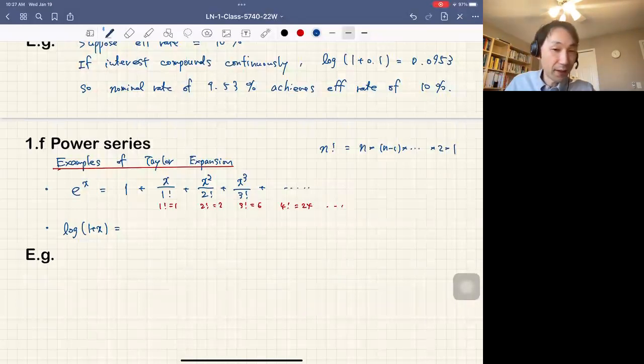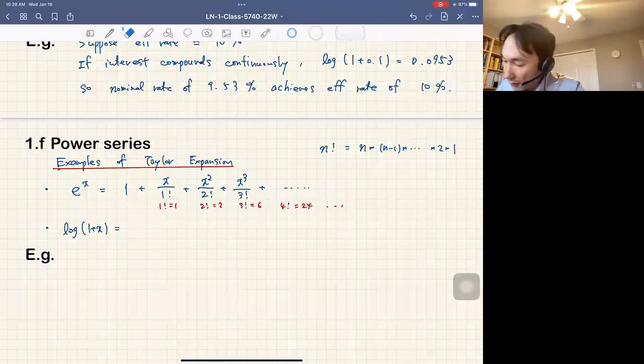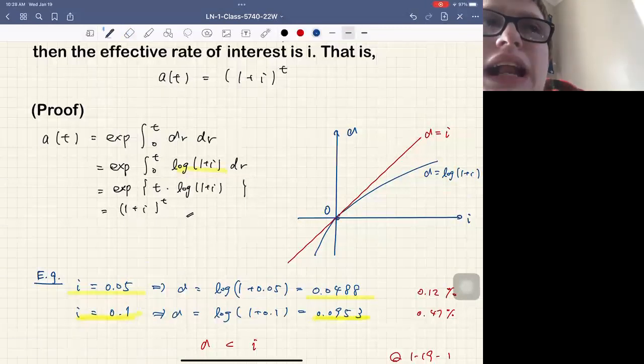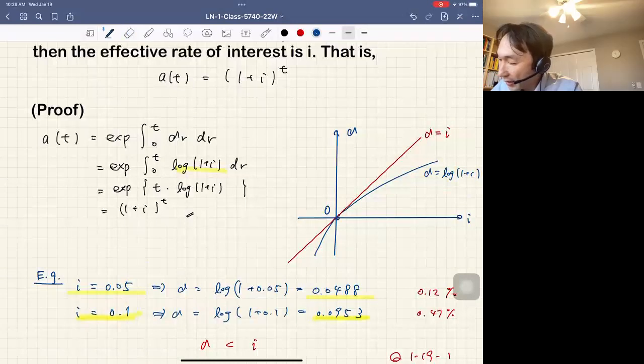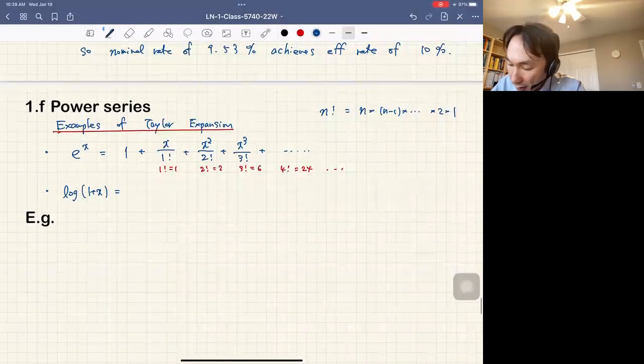Oh, it would be, yeah, 1 plus x plus 1 over 2 x squared plus, wait. At first, you can see that the log of 1 plus x is this graph. So you can see the intercept is 0. And the next term is x, right? Because the slope is 1. So the approximation by a linear function is x. So the first term is x.